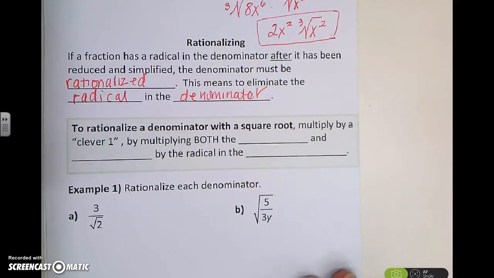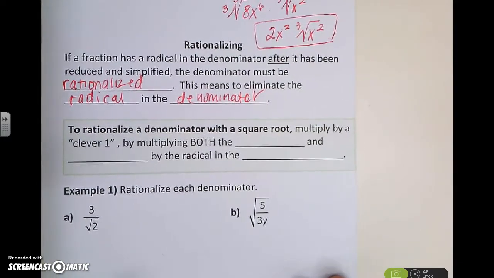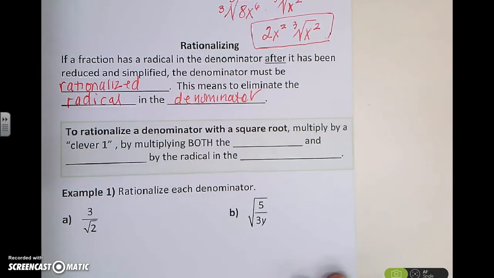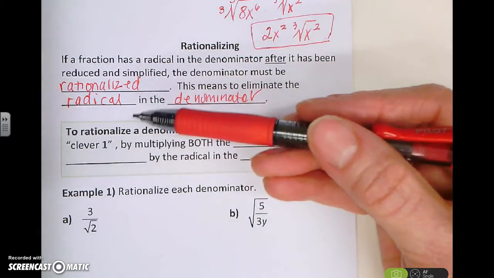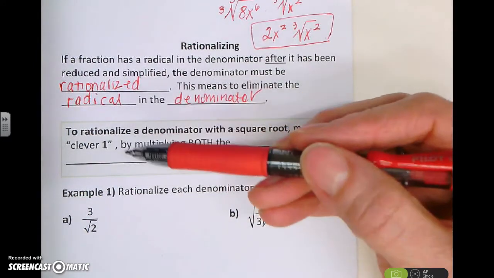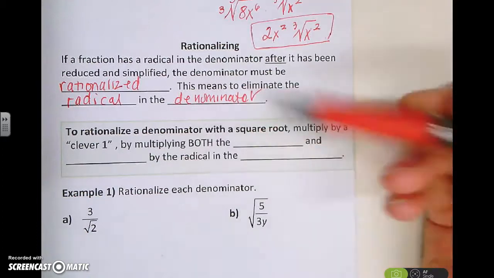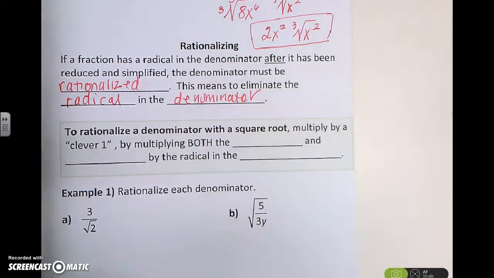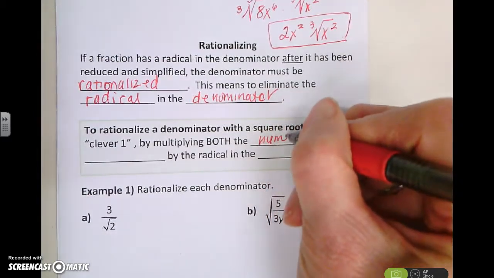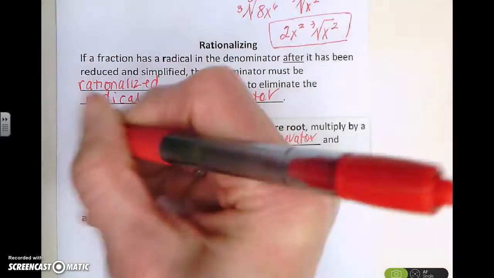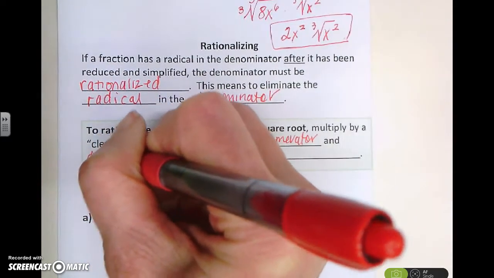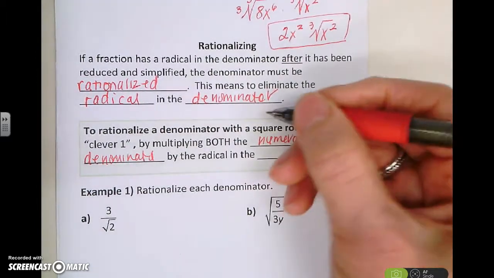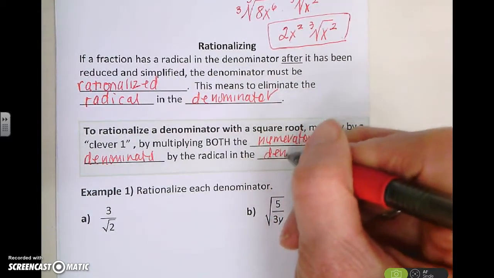So to rationalize a denominator with a square root, you've done this before, you're going to multiply by that clever one. Remember we talked about clever ones, which are fractions, the same thing over itself. So we're going to multiply both the numerator and denominator by the radical that's in the denominator.